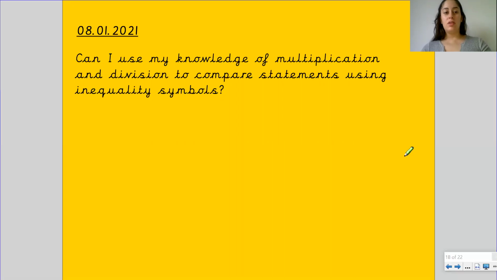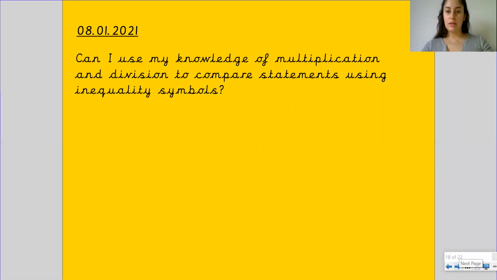Today's lesson and learning objective is, can I use my knowledge of multiplication and division to compare statements using inequality symbols? Pause the video. What are the inequality symbols? Well, we have got the bigger than symbol, larger than. We've got the smaller than or less than symbol, and we have got the equal sign.